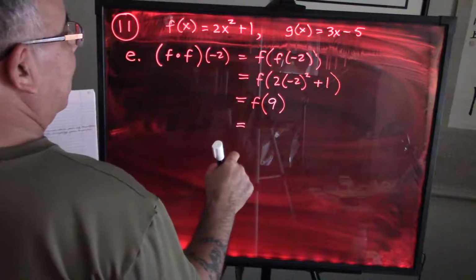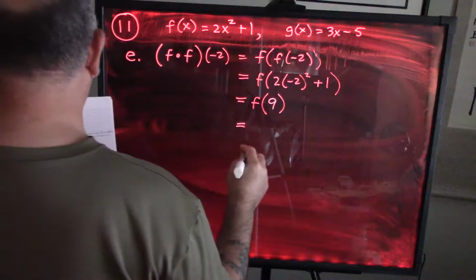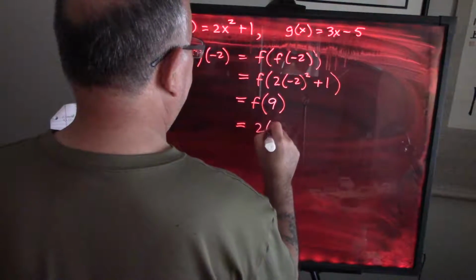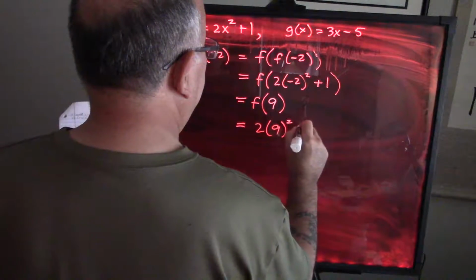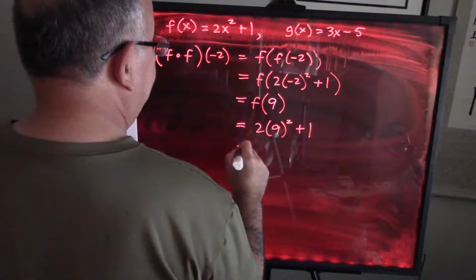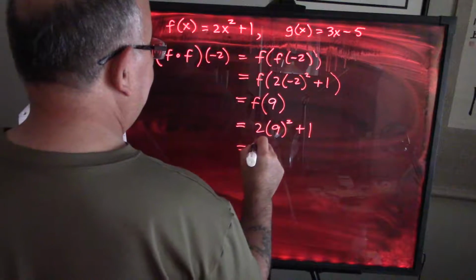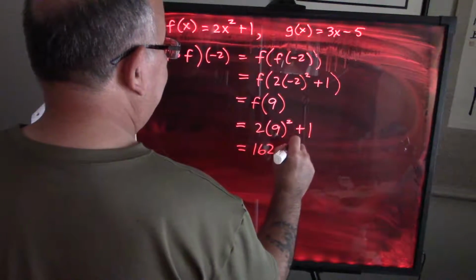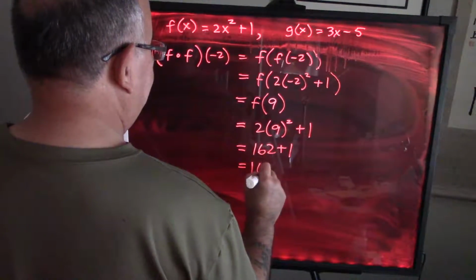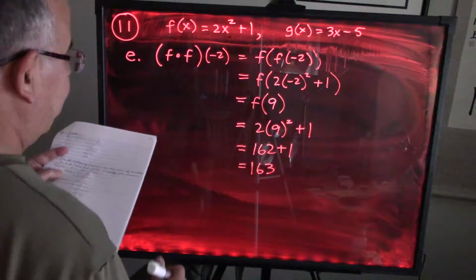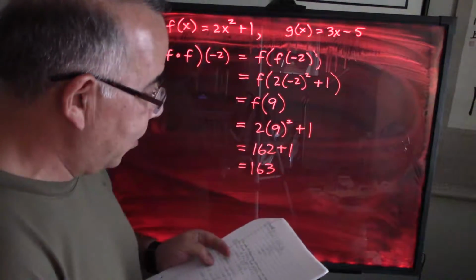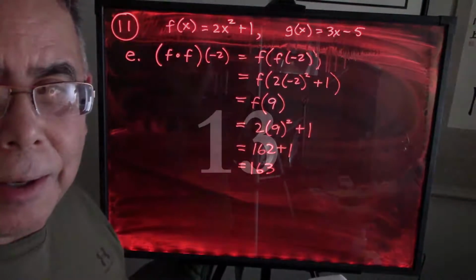What's f of 9? Plug in a 9 there. 2 times 9 squared plus 1. And 9 times 9 is 81, times 2 is 162, plus 1, so that's 163. Alright, that takes care of number 11, multi-part.